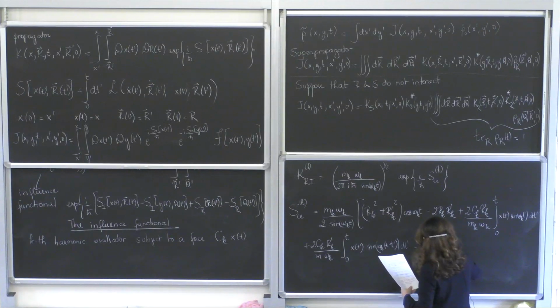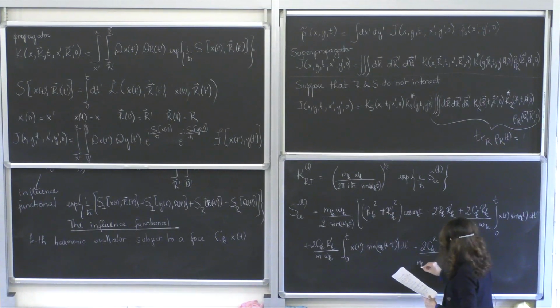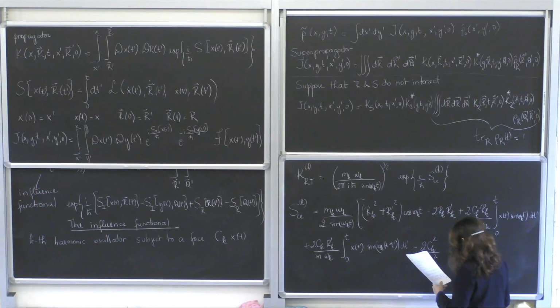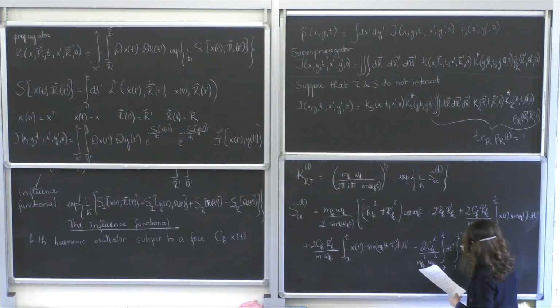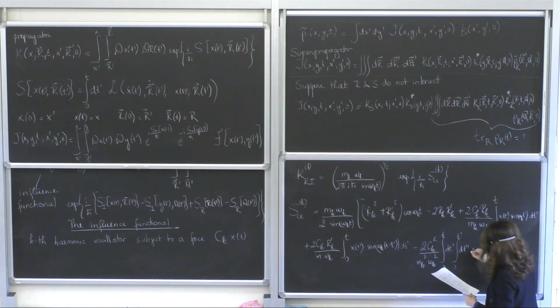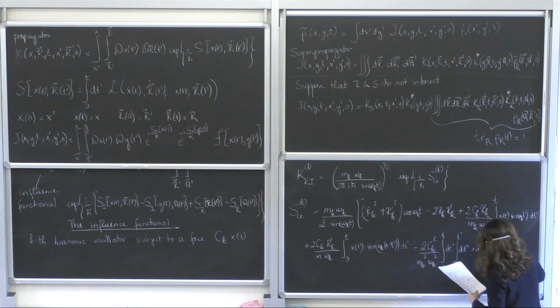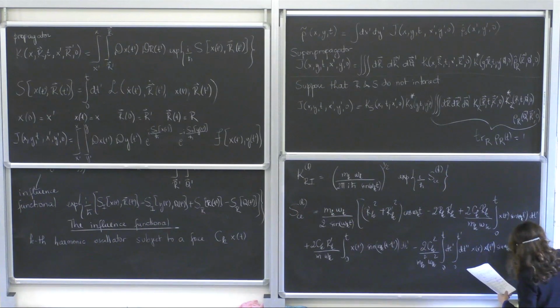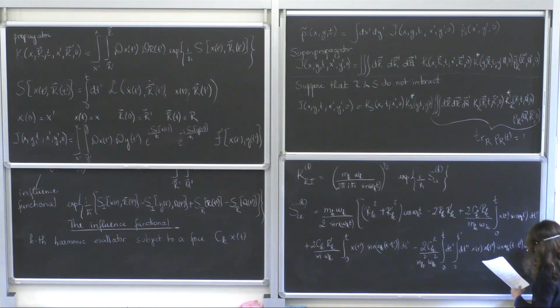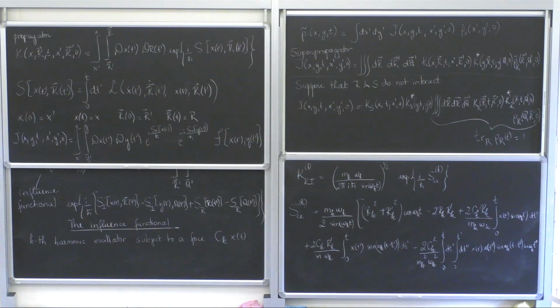minus 2 ck squared over mk squared omega k squared integral from 0 to t dt prime integral from 0 to t prime dt double prime x of t prime x of t double prime sine omega k t prime minus t double prime, times sine of omega k t minus t prime, times sine of omega k t double prime. Okay?